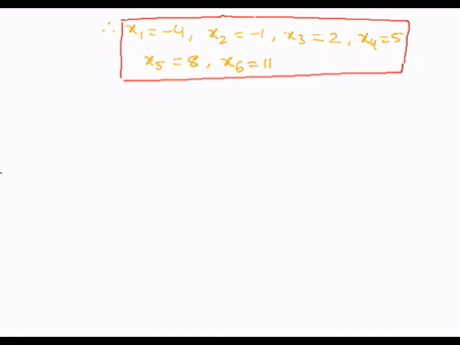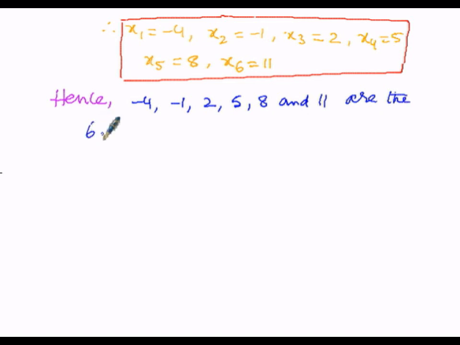Hence minus 4, minus 1, 2, 5, 8 and 11 are the six arithmetic means between minus 7 and 14. In this manner we got these six arithmetic means which lie between minus 7 and 14.